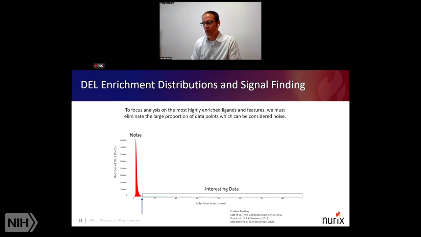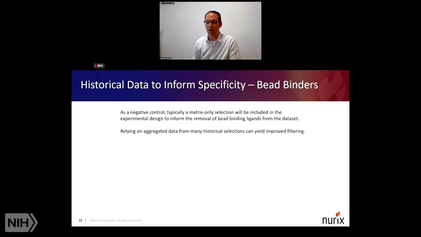So with this first step of filtering by a threshold in your enrichment metric done, there are a couple other steps to triage the data set to really focus us on the most productive ligands. And the first of these is going to be using a negative control or the bead-only control that you'll have within the selection. So typically the experimental design of a selection campaign will include a bead-only selection, which is used to remove ligands that are present in the target-containing selection as likely bead binders.